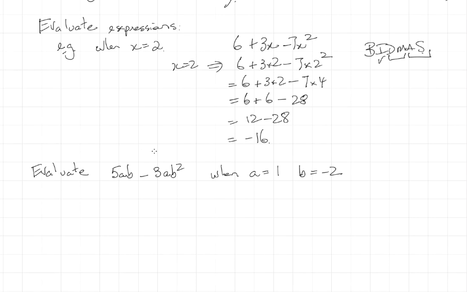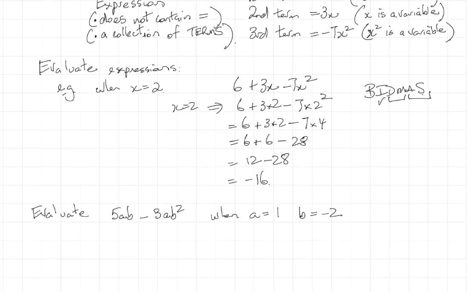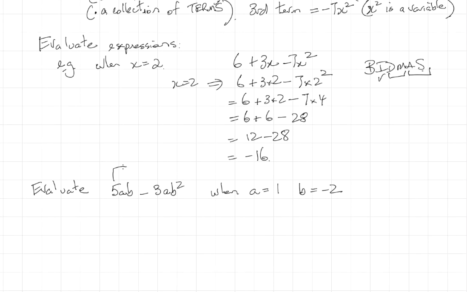The numbers before are the coefficients. This is called the coefficient of the first term. So the coefficient of the term ab is 5. The coefficient of the second term is negative 3. So the coefficient is the number including the sign before the term. So now we want to evaluate when a equals 1 and b equals negative 2.